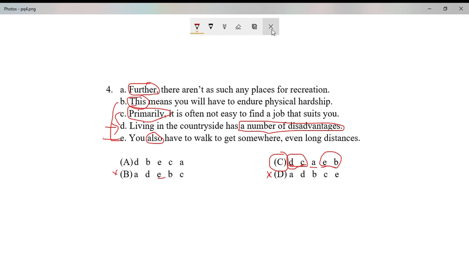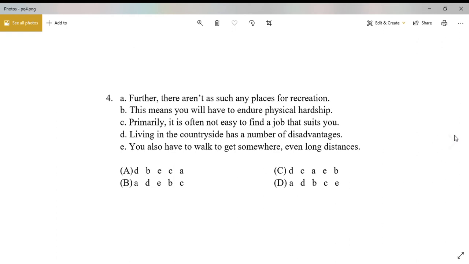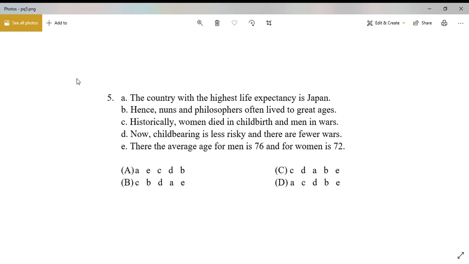All right, let's do one more question so that this concept is absolutely clear to you. Okay, one more over here. So this one was a little tricky when I did it at first, and again, I'm going to walk you through my thinking. We're going to see where the biggest hints are. So the country with the highest life expectancy is Japan. Okay, this could be an introductory sentence. No real references that tell me whether this should go before or after something, so I'll leave it the way it is. Hence, nuns and philosophers often live to great ages.